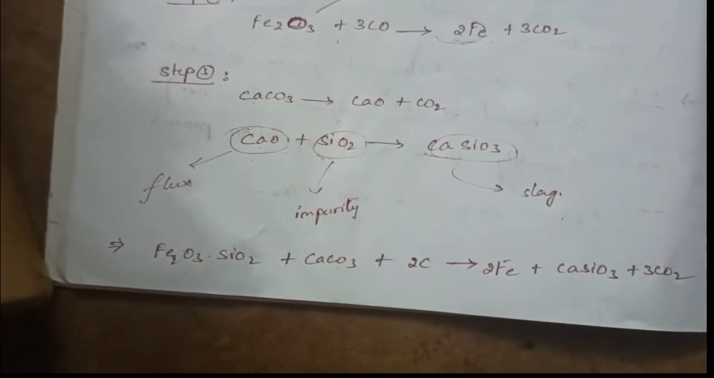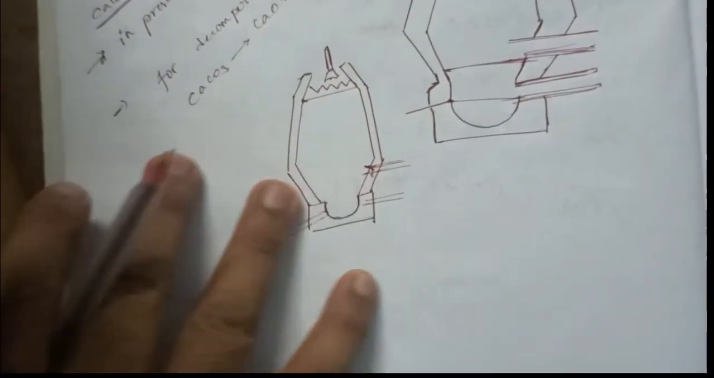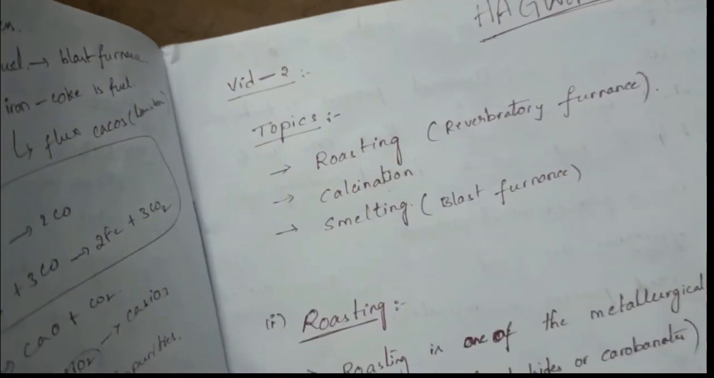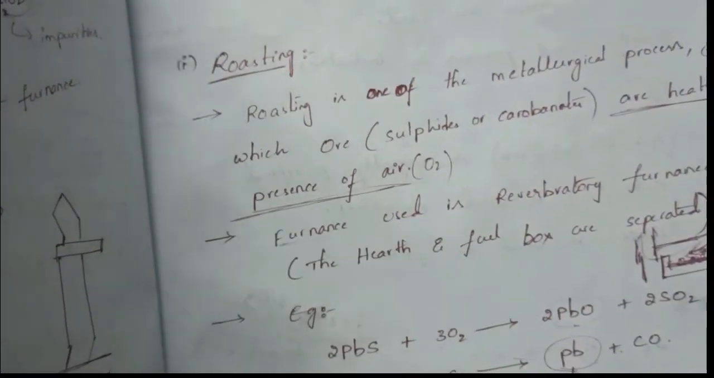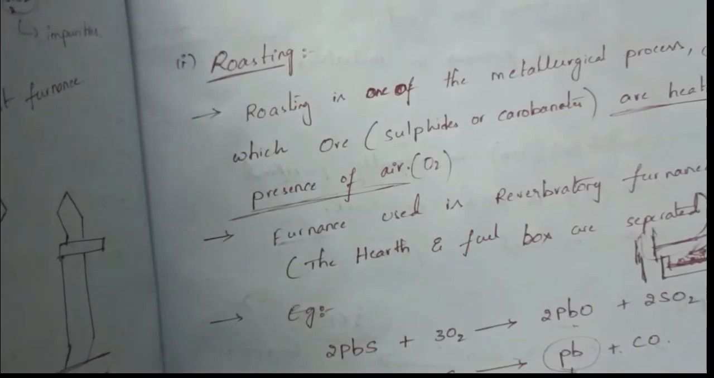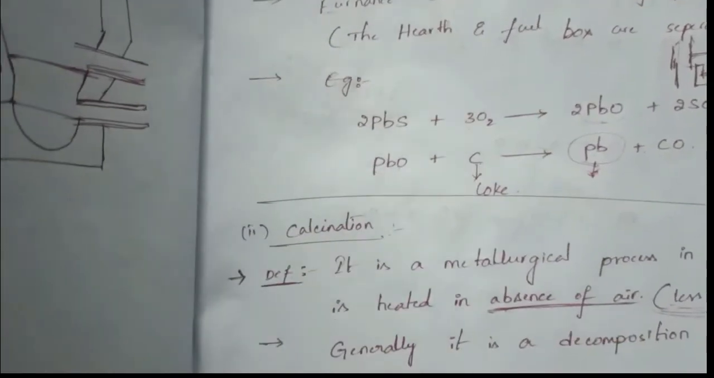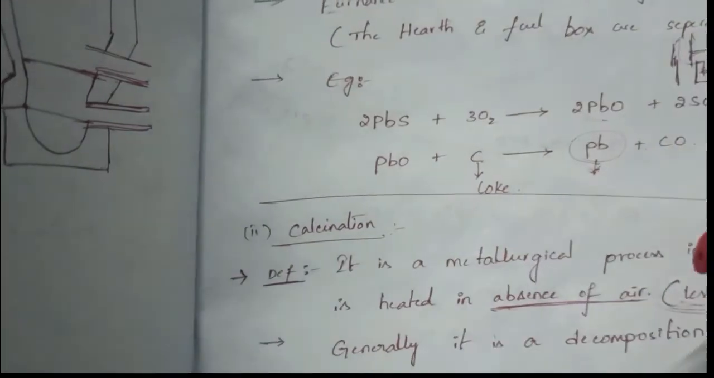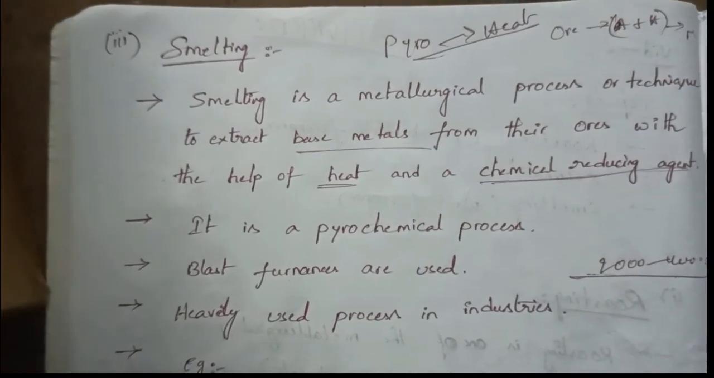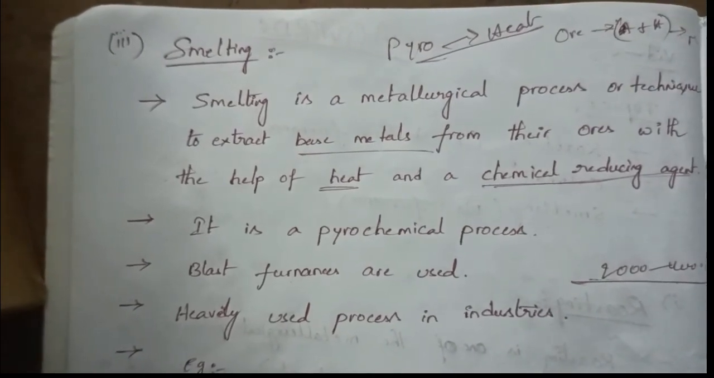Hope you understand the complete section. I will give you a quick revision. The three main processes are roasting, calcination and smelting. Roasting is also a pyrochemical process, in which the ore is heated in the presence of air. Calcination is a process in which the ore is heated in the absence of air. Smelting is a process in which the ore is heated in the presence of a chemical reducing agent and heat.